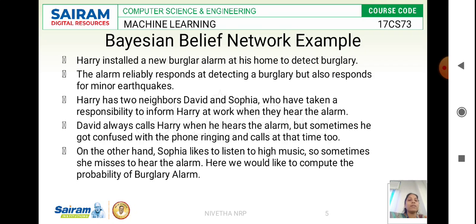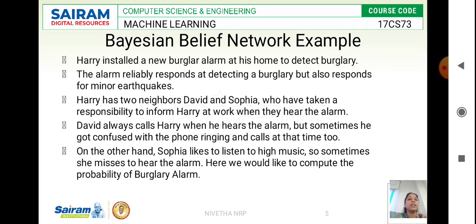Whenever he is out of his home, at his job, he assigns the responsibility to his friends, neighbors David and Sophia, who will take over the responsibility of informing Harry whenever the alarm rings. There are two scenarios for David and Sophia where the intimation may be wrong.